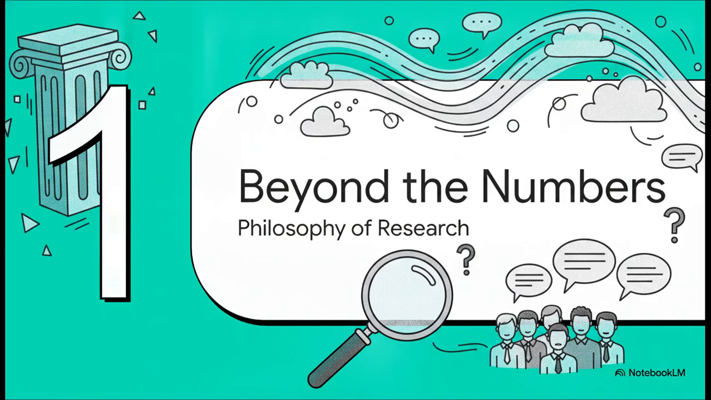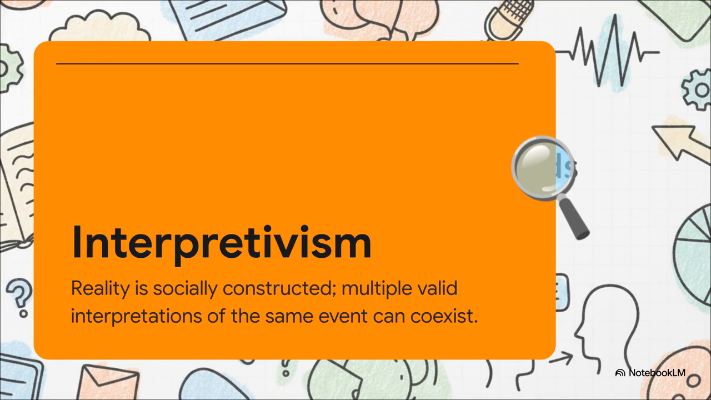Before we can just run out and start interviewing people, we have to understand the paradigm shift happening beneath the surface here. For a long time, research was dominated by this idea called positivism, basically the belief that there's one single, measurable, objective reality out there waiting to be discovered. But qualitative research is built on a totally different foundation, mostly based on interpretivism. This basically means reality is socially constructed. Think about it. If 5 people experience the exact same language classroom, they might walk away with 5 completely different, yet equally valid interpretations of what just happened.